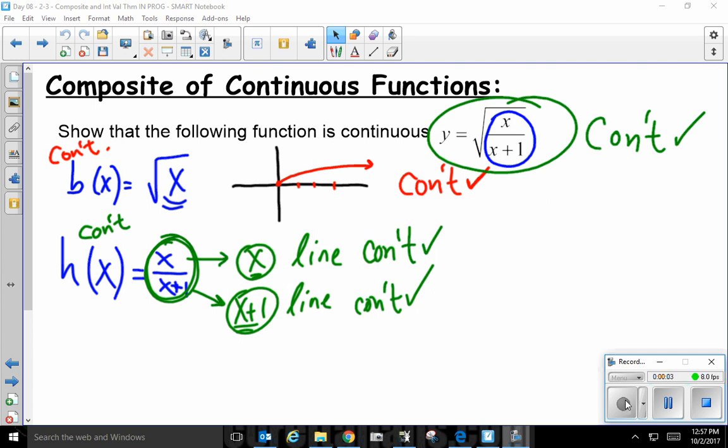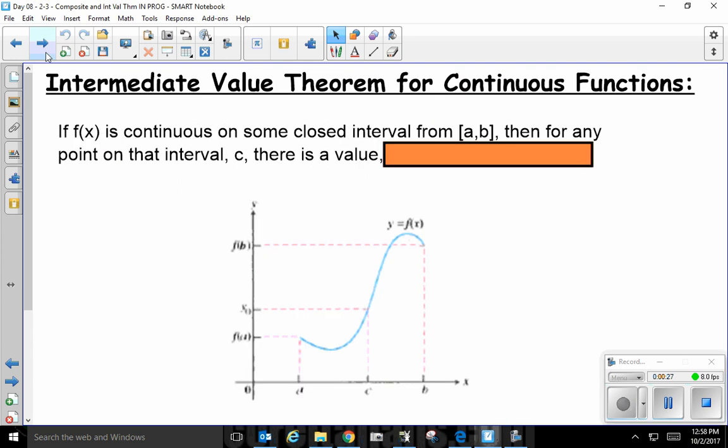So last class we kind of finished going over the composite of continuous functions, or a composition of functions, where if we broke it down enough to individual functions that were combined, if those individual functions were continuous, then the composition was continuous. And this is kind of where we left off. And now we are going to move on to something a little bit more visual. The intermediate value theorem for continuous functions.